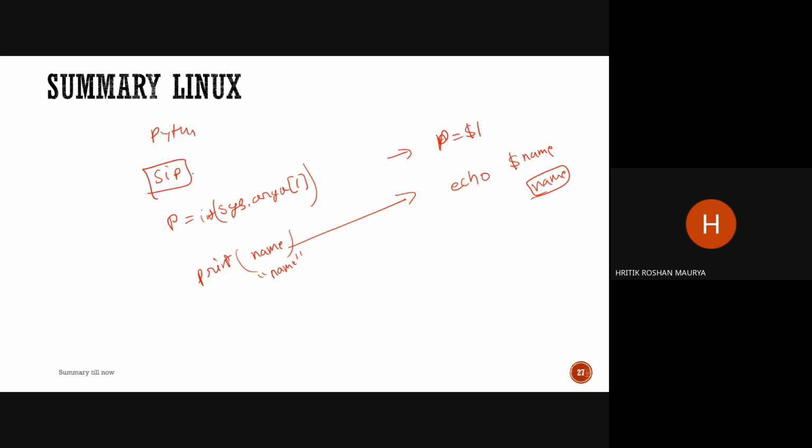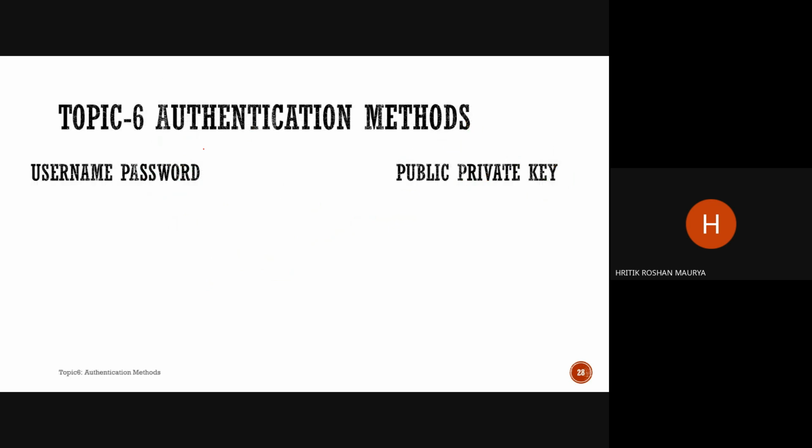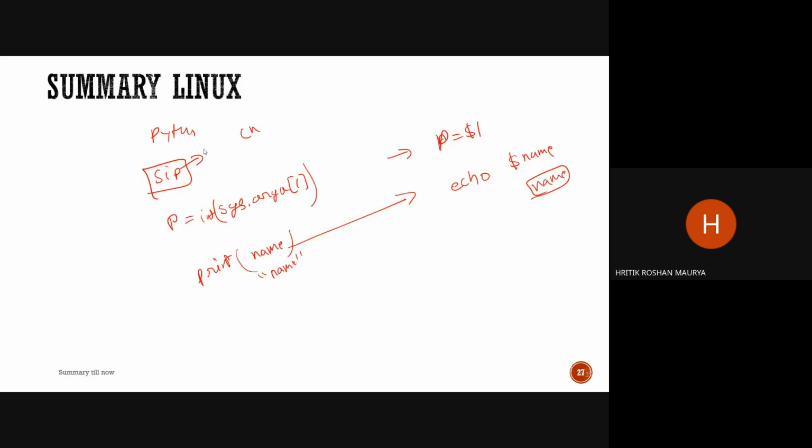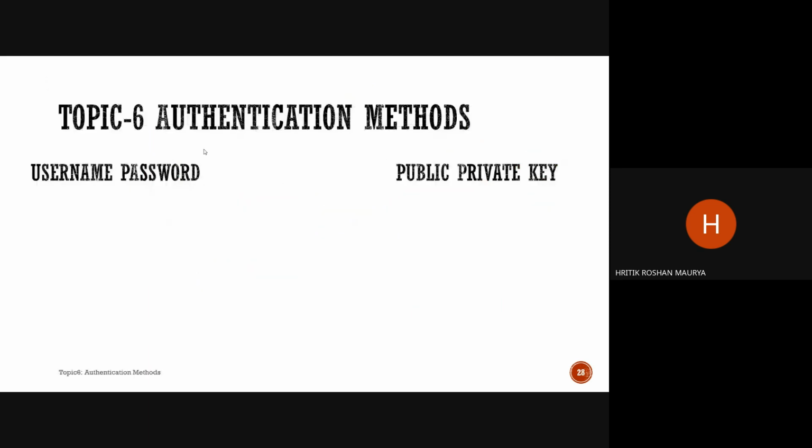And then we do everything on this SIP. We create some files and folders, we run it, we give the executable permissions. We made this a command line tool. That's all for the Linux part. Now we are moving to the authentication methods. I am taking a 2-3 minute break, and after that we will continue.